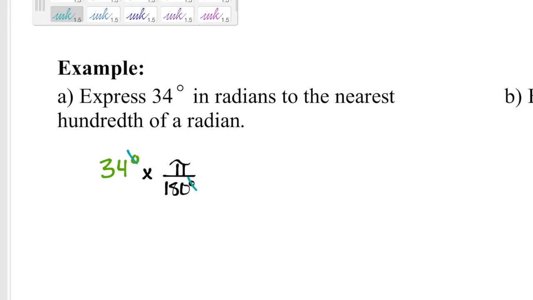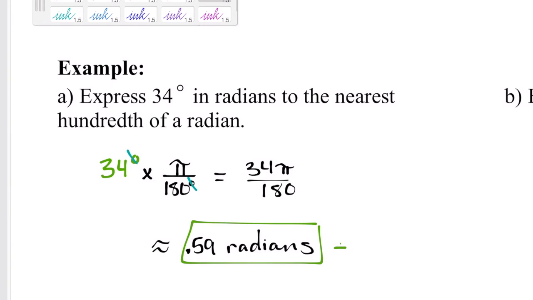So the little degrees are gone. So I would have 34 pi over 180. And when I plug this into my calculator, so I'm using the pi button, this ends up being 0.59 radians.